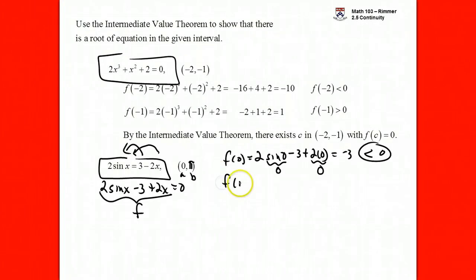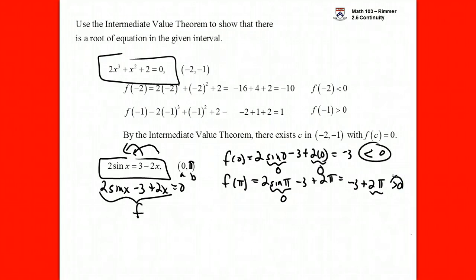Let's see. If I plug in pi, 2 times the sine of pi, take away 3, plus 2 times pi. Sine of pi is the same as the sine of 0, also 0. So I am now looking at negative 3, but then plus 2 pi. I have to know how these relate to each other, which is bigger. You have to know that pi is about 3.14. If you double 3.14, you'll be bigger than 3, so it'll be positive, greater than 0. If it wasn't, you can do it.